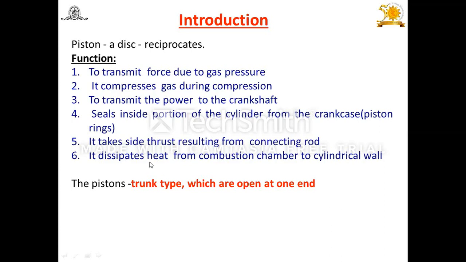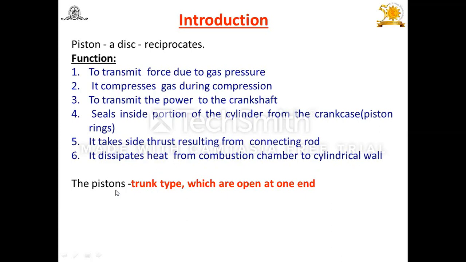Another important thing: in the earlier session we have seen how heat is dissipated through the cylinder and cylinder liner. Here also the piston plays an important role and helps to dissipate the heat. After expansion, excessive heat is generated inside the cylinder, and the temperature may reach up to 2500 degrees Celsius. The generated heat is transferred from the piston head to the piston rings, and from the piston rings to the cylinder or cylinder liner. In this way, it helps to dissipate heat from the combustion chamber to the cylinder.